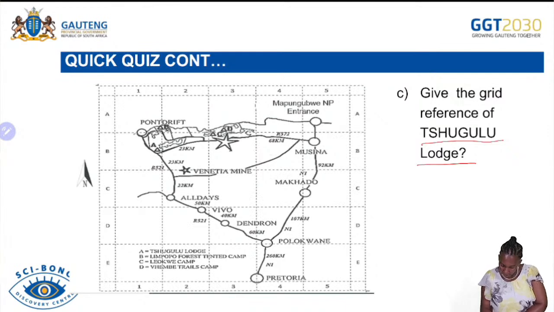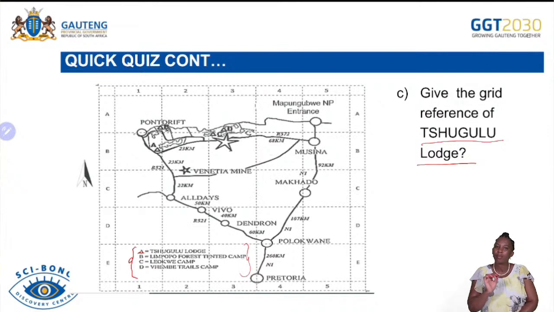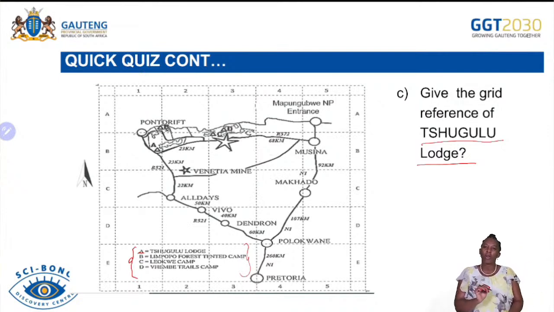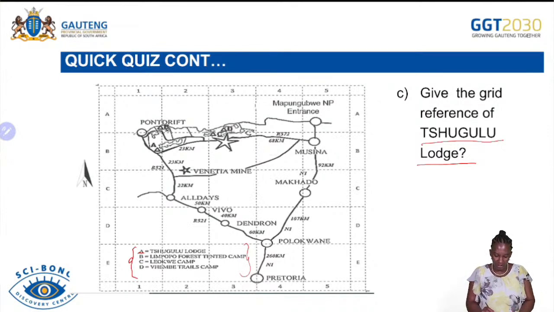As you can see there, it's not written anywhere Chugulu Lodge, but you are given the key. They are telling you that Chugulu Lodge is at A. You are given the key. As you can see here, you have the keys. Always on a map, there'll be something. If it's a place that you must go to, or you are given this map and then they say the grid reference, you must look at the keys again.